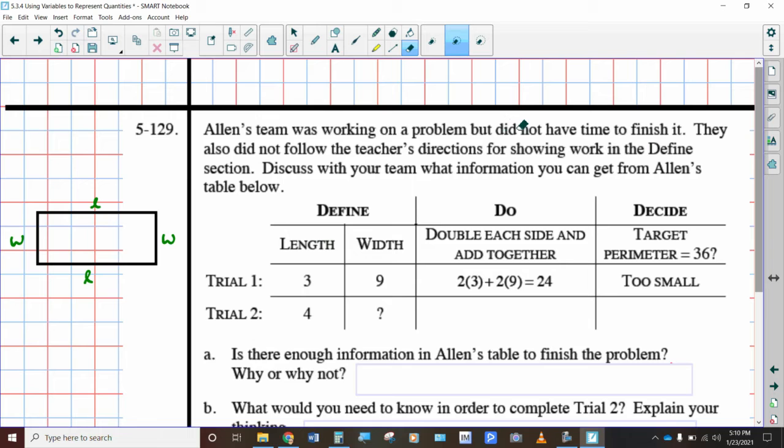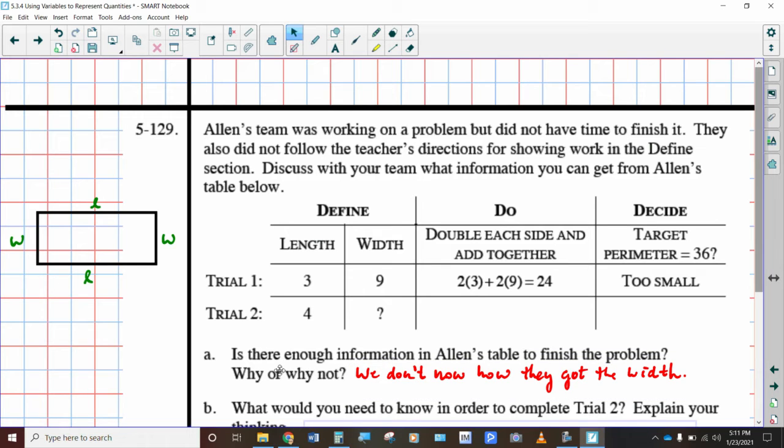Alan's team was working on a problem but did not have time to finish it. They also did not follow the teacher's directions. I have no definition here. While I know the length and the width, I don't know the relationships between them. So our response to this: is there enough information? No, we don't know how.